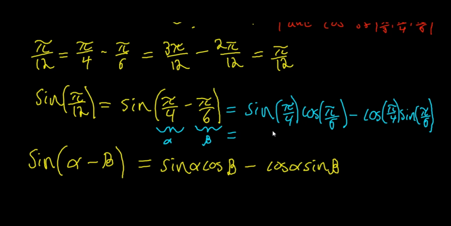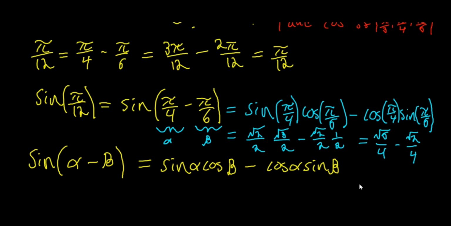And we know, either from looking up the unit circle or by memory, that the sine of pi over 4 is square root of 2 over 2. The cosine of pi over 6 is square root of 3 over 2. The cosine of pi over 4 is square root of 2 over 2. And the sine of pi over 6 is 1/2. This simplifies to the square root of 6 over 4 minus the square root of 2 over 4, which is equal to the square root of 6 minus the square root of 2, all over 4.